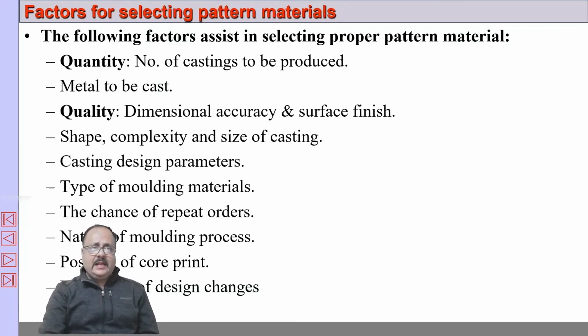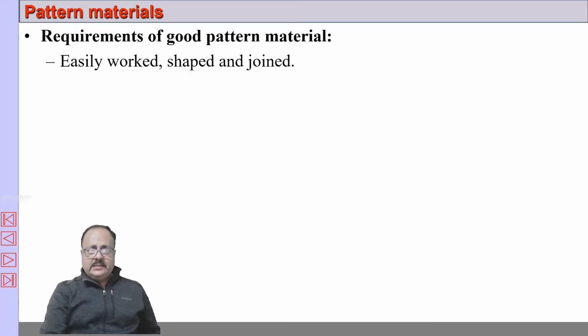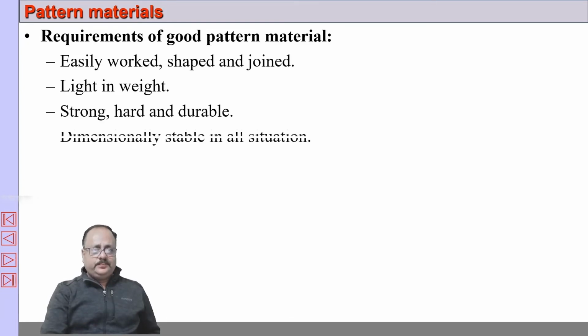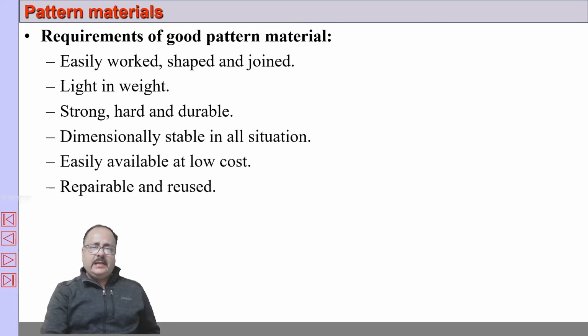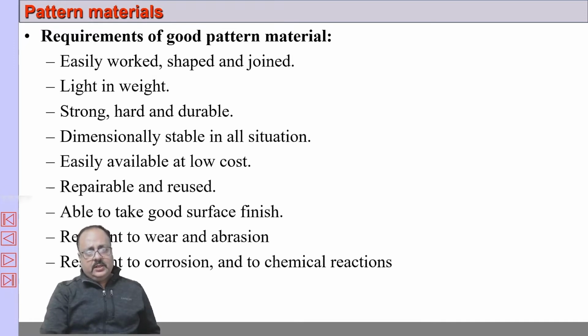Now, every pattern material has certain good qualities. What should be the good qualities of pattern material? It should be easily shaped, worked, and joined. It should be lighter in weight. These are desirable, not necessarily essential. It should be strong, hard, and durable, dimensionally stable in all situations, easily available at low cost, repairable and can be reused, able to take good surface finish, resistant to wear and abrasion, resistant to corrosion and chemical reactions. It is obvious that all materials will not have all these properties. Some materials will have some good properties listed here, some will not. So depending on your requirement, but these are desirable properties.